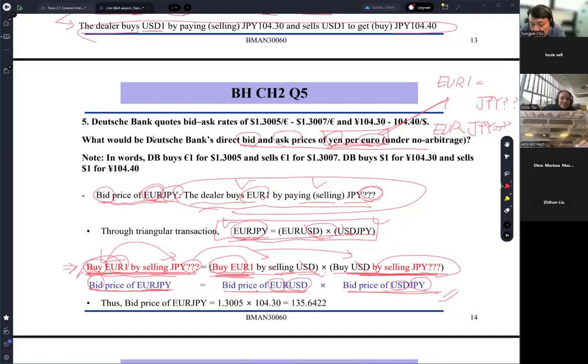So at the end, once you understand this logic, memorizing this is very easy. You still use the same formula. Bid of this one is equal to bid of this one times bid of this one, right? You memorize the cross rate formula. Bid is equal to bid times bid. Well, in the next slide, I'm going to show you ask is equal to ask times ask, right? So the bid price of EUR/JPY is just the multiplication. This is the number.